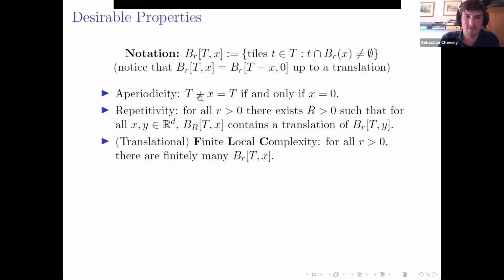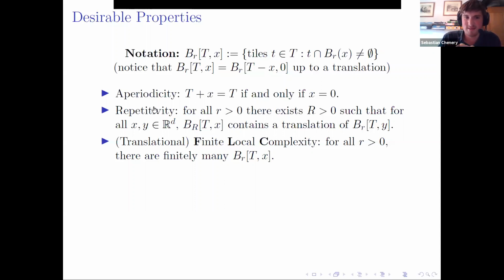So aperiodicity is very much a global property. If I translate my tiling by a vector x, I want it to match the original tiling if and only if x is zero. So if I have my tiling of, say, a flat plane and I take some tracing paper over it and I draw my tiles and then I move my tracing paper around, I never want it to match. And again, this is only translation. We're not thinking about rotations at all.